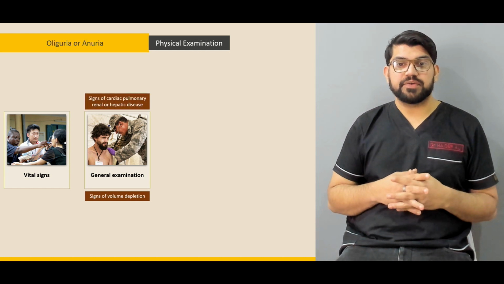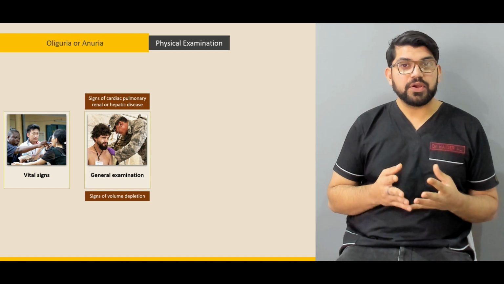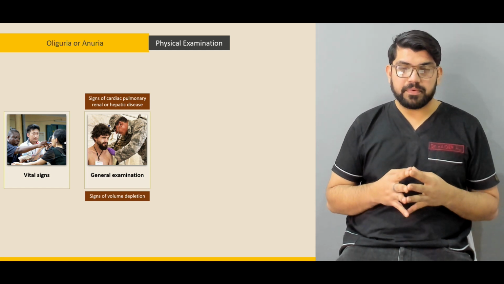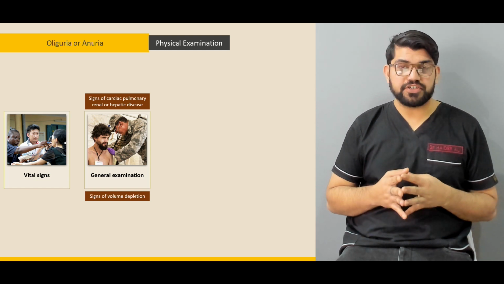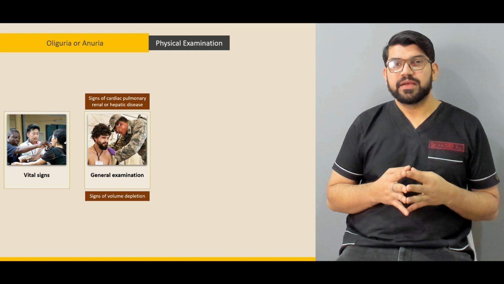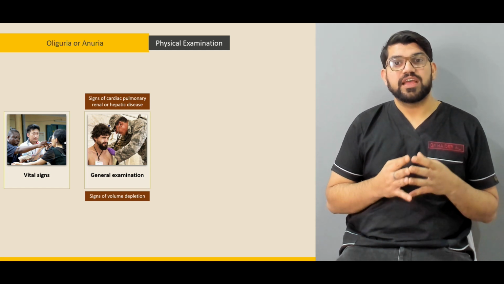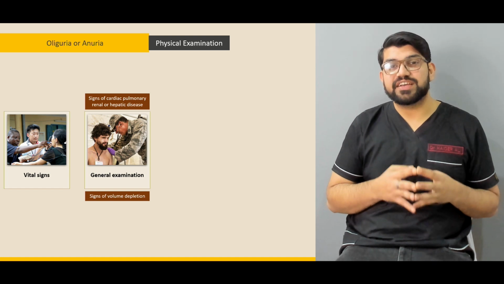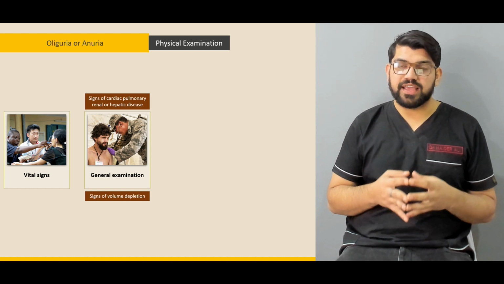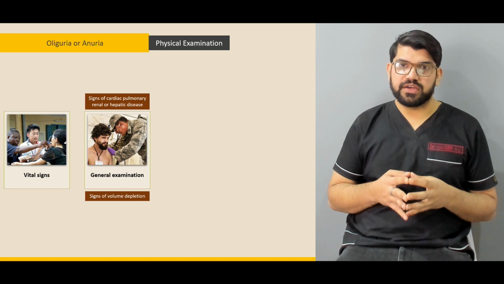Look for signs of cardiac, pulmonary, renal, or hepatic diseases. Cardiac includes myocardial infarction, which will lead to decreased ejection fraction, especially in patients with anterior wall MI. Decreased ejection fraction eventually leads to decreased cardiac output and decreased blood supply to the kidneys, and again increased risk of acute kidney injury.